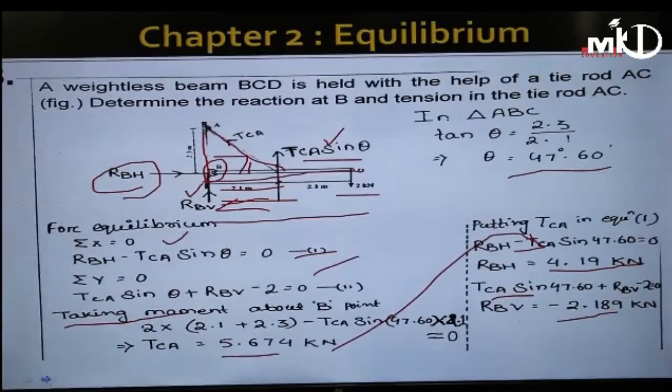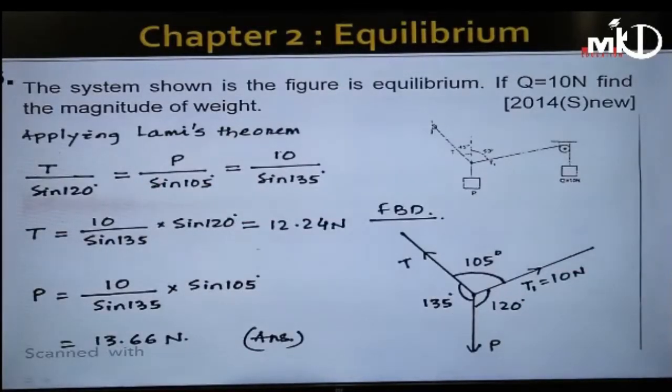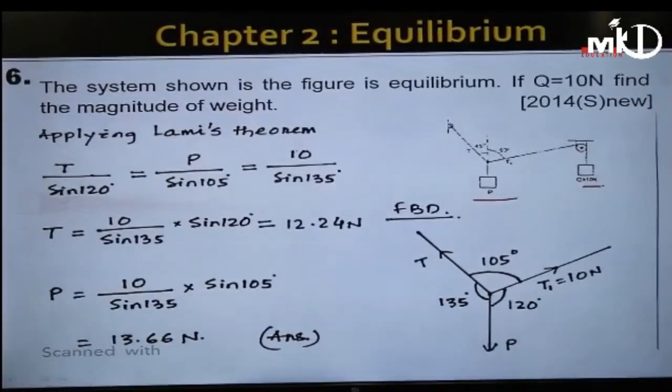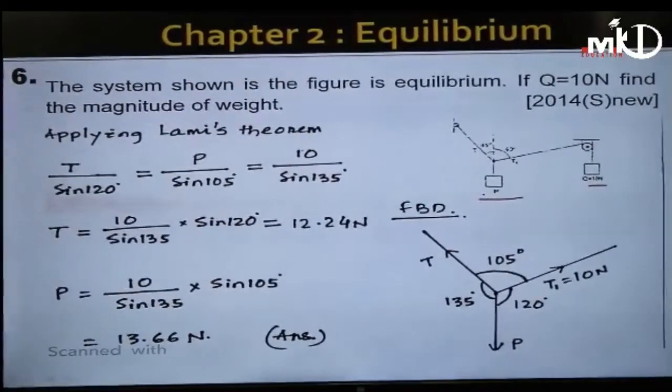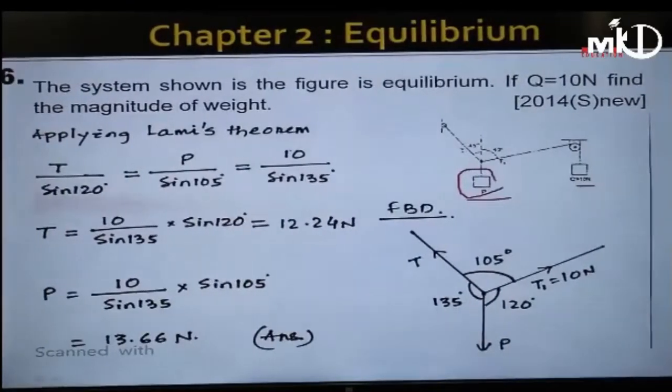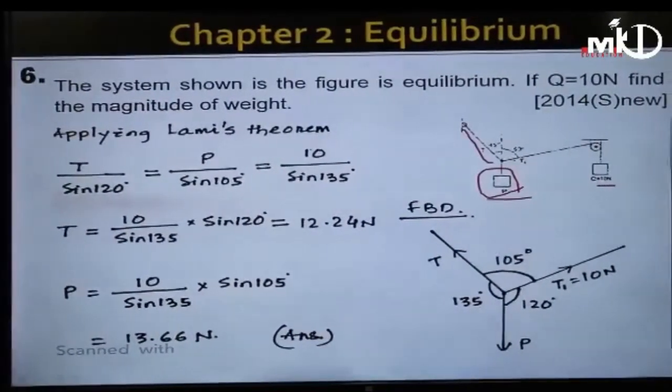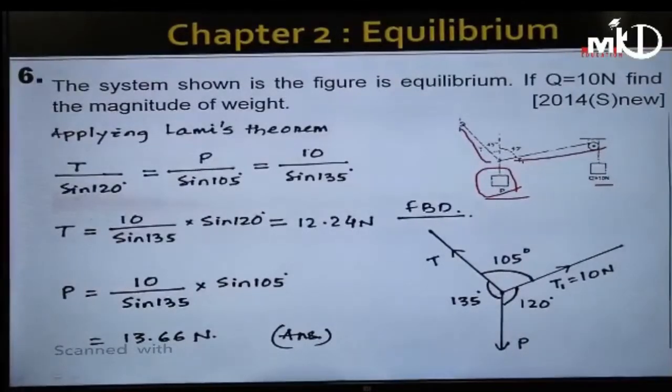Now come to question number 6. The system shown in the figure is in equilibrium if Q equal to 10 Newton. So this is a load which is applied through a pulley. This is another load P. Q equal to 10 Newton. Find the magnitude of weight. So under equilibrium, we have to find the magnitude of this P. Now you can see this is a string. So the load P is attached here. It is tied at this point. So now the tension in this part and this P force.